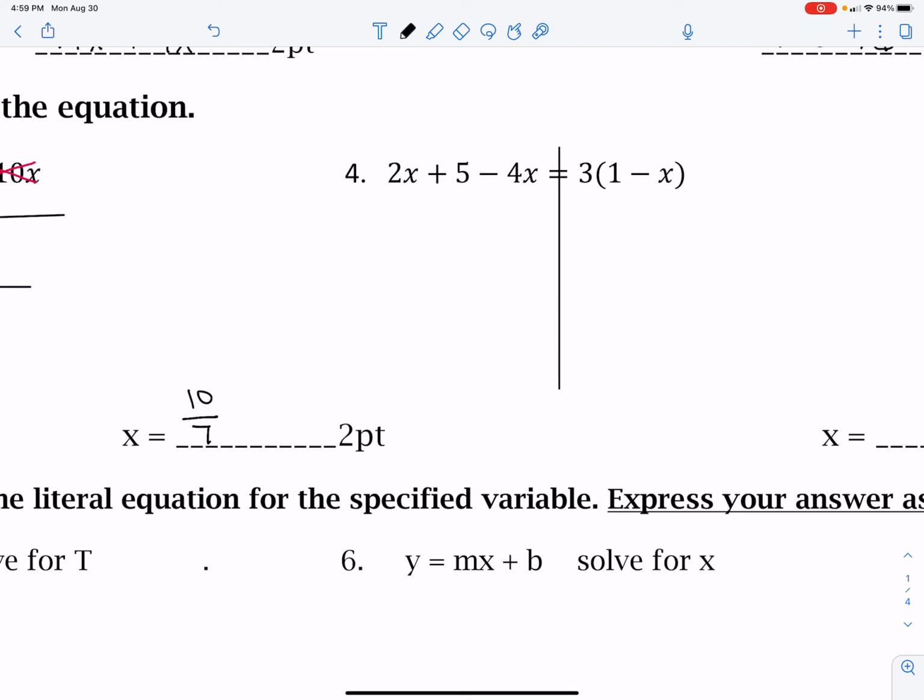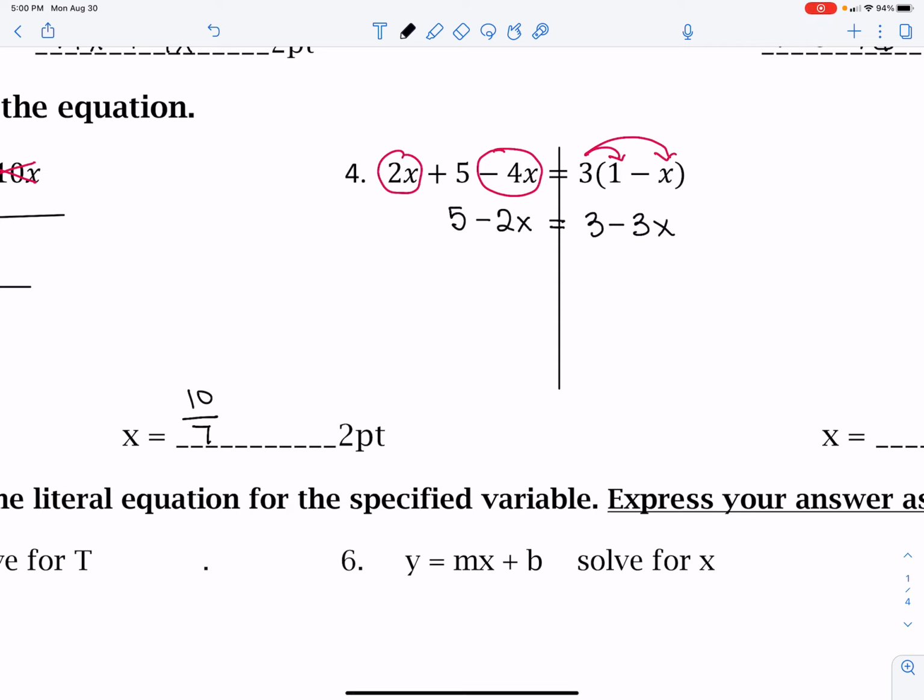Okay, so here in problem number 4, again, I'm going to look at the left side to see if there's anything that I can combine. Well, on the left side, I can combine 2x and negative 4x. That gives me 5 minus 2x. On the right side, there isn't anything I can combine, but I can distribute. So then I'm going to have 3 minus 3x.